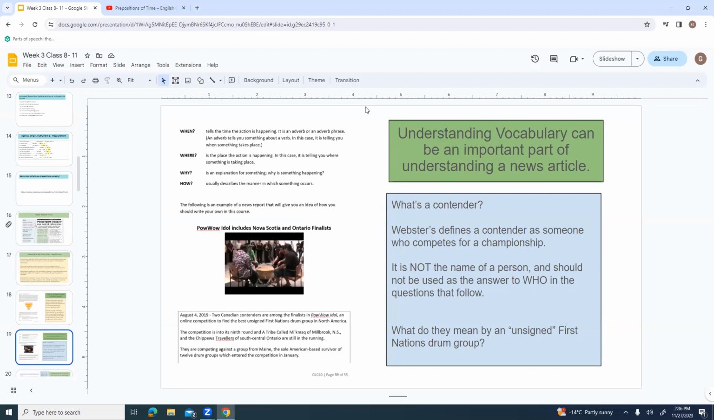Where is it happening? Why is this occurring? What's the reason for it? And then how. It's usually describing the manner or the method by which you're doing something. So the following is an example of a news report that will give you an idea about how you should write your own news report in this course.